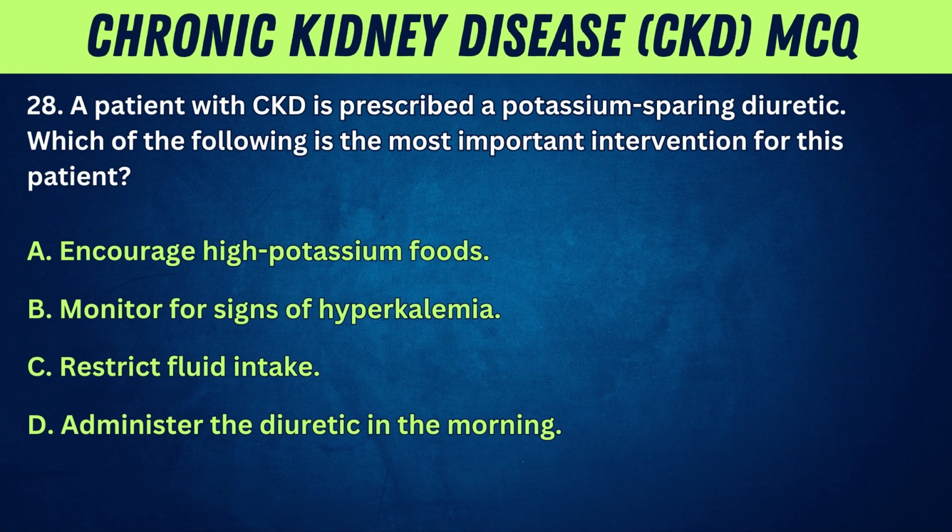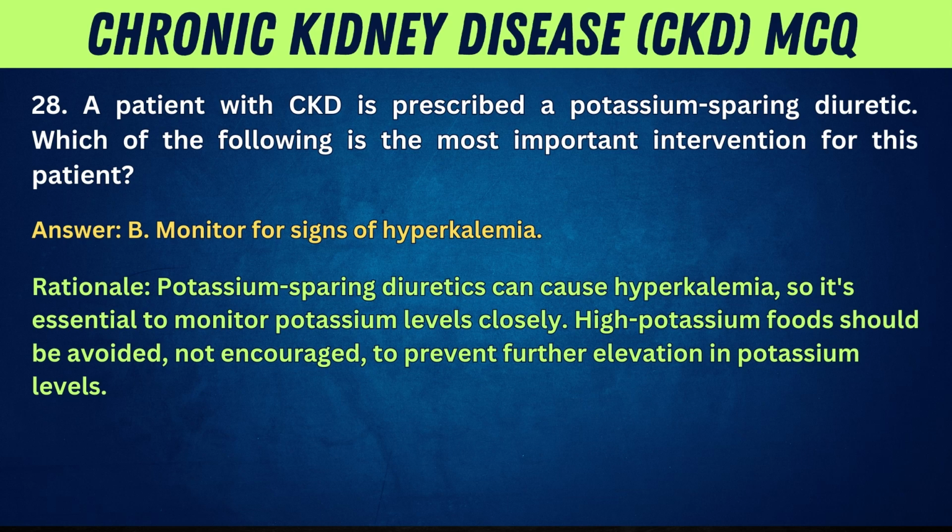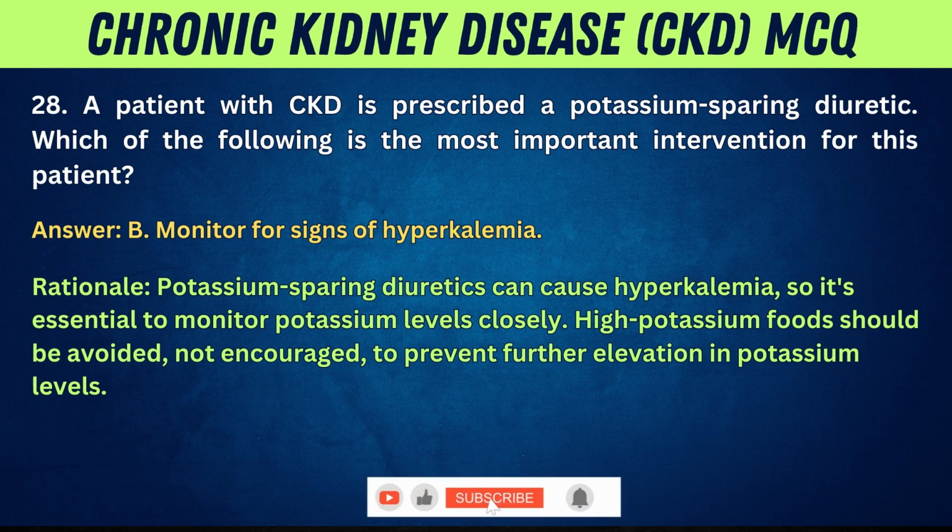28. A patient with CKD is prescribed a potassium-sparing diuretic. Which of the following is the most important intervention for this patient? A. Encourage high potassium foods. B. Monitor for signs of hyperkalemia. C. Restrict fluid intake. D. Administer the diuretic in the morning. Answer: B. Monitor for signs of hyperkalemia. Rationale: potassium-sparing diuretics can cause hyperkalemia, so it's essential to monitor potassium levels closely. High potassium foods should be avoided, not encouraged, to prevent further elevation in potassium levels.